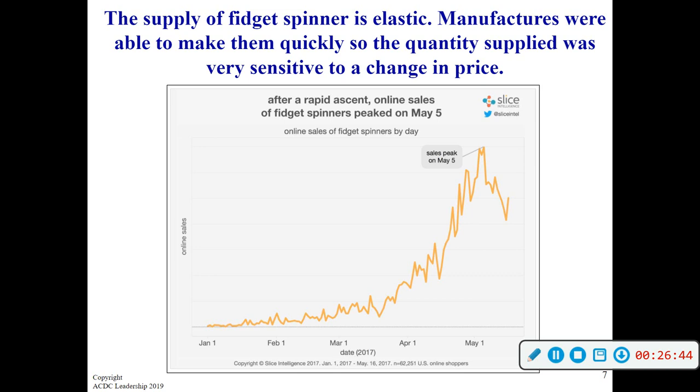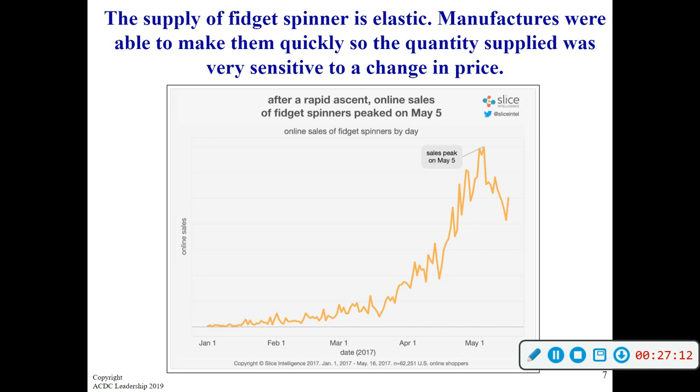All you heard was those little things just over and over and over again. But manufacturers were able to quickly make them, and so quantity supply was very sensitive to a change in price because they reallocated those resources because they knew they could make profit, and there you go. They were everywhere overnight. Masks are extremely elastic. You saw producers very quickly reallocate their resources in the production of masks and all this hit.